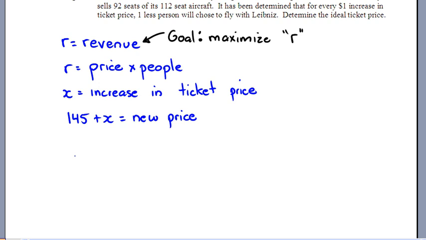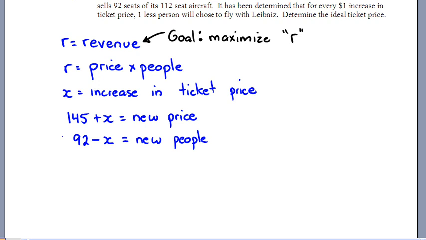But the number of people will be less. We used to have 92 people, and for every dollar we up the price, that's called X, we're going to lose a person. So 92 minus X is our new people count in our new company, right? As we go and kind of restructure everything and change our ticket price.